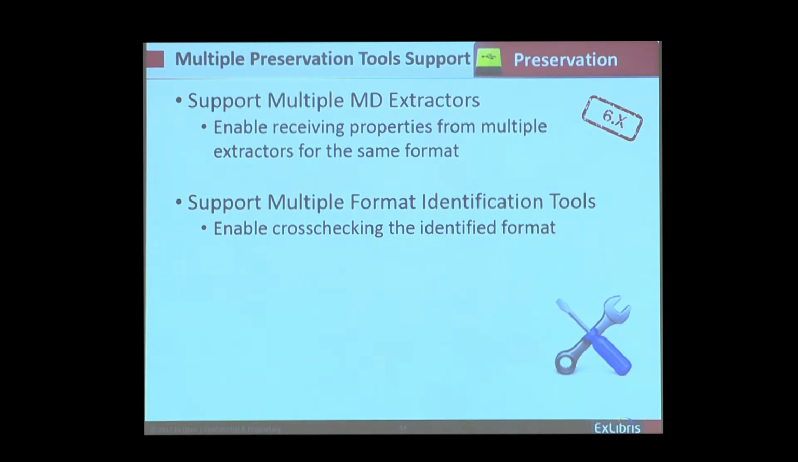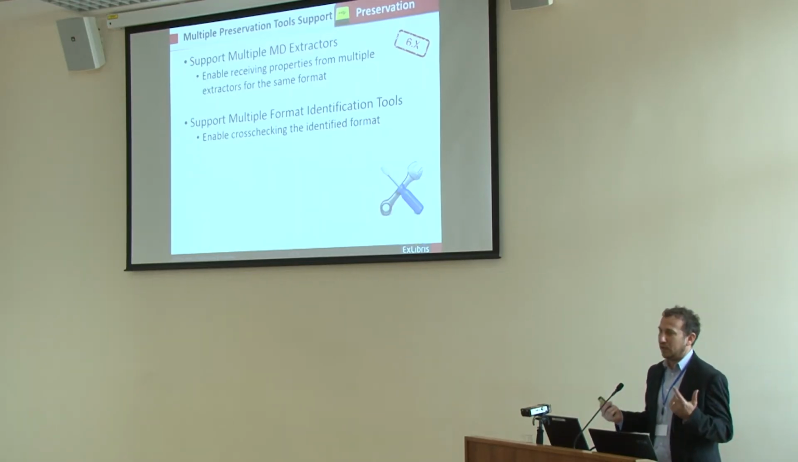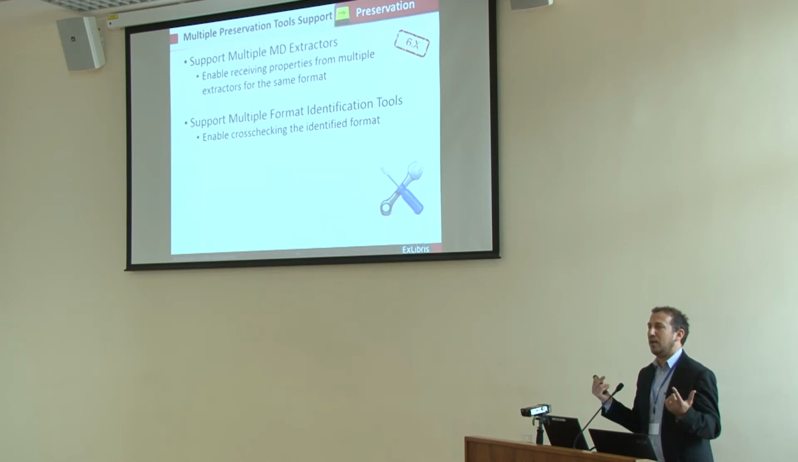Multiple preservation tool support. This is something that we'd like to implement moving forward. Basically, you can use multiple metadata extractors in Rosetta, but for specific content you can use only a single one. So we want the ability to have the metadata extracted using different tools for the same content, and Rosetta will handle the metadata together, and also to have multiple format identification tools, to enable cross-checking the identification of one tool using another tool.